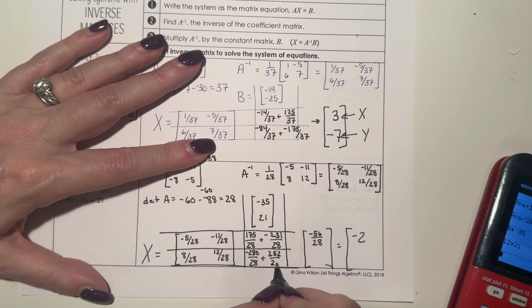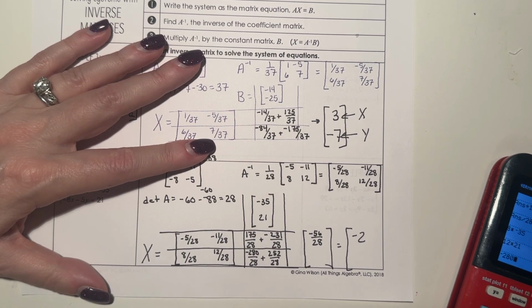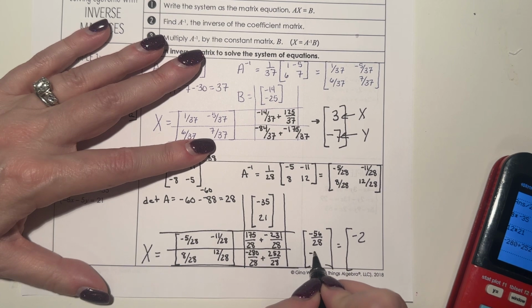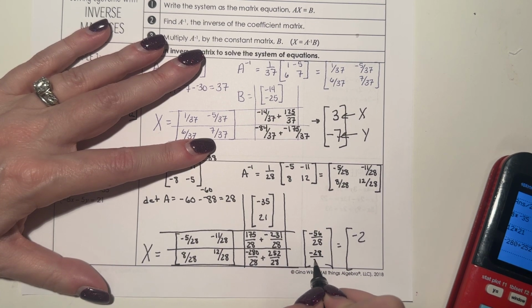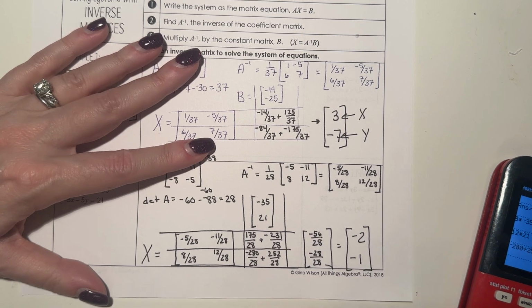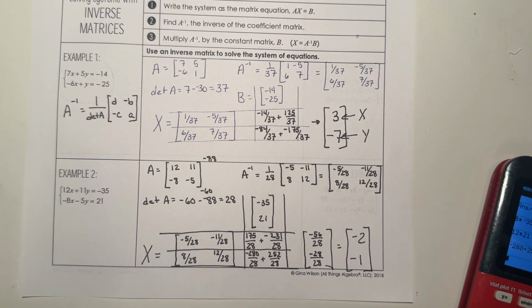252 over 28. Use your calculator. Remember, we kept them as common denominators to make it a little easier on ourselves. So that is -28 over 28. And that comes out to be -1. Bam! Done.